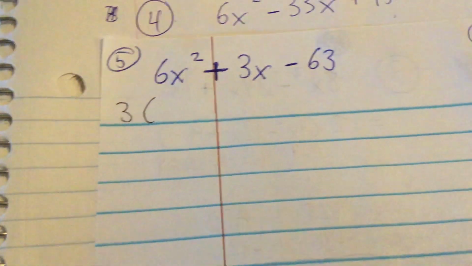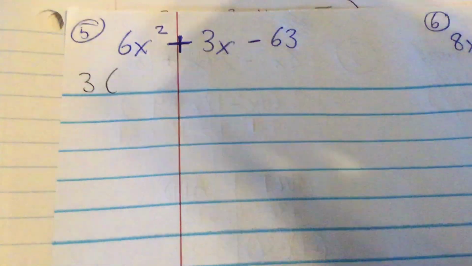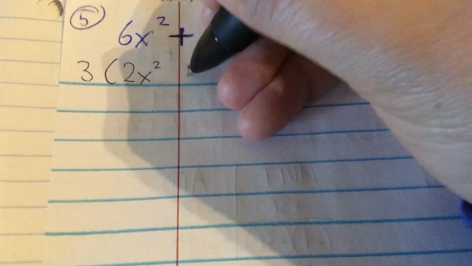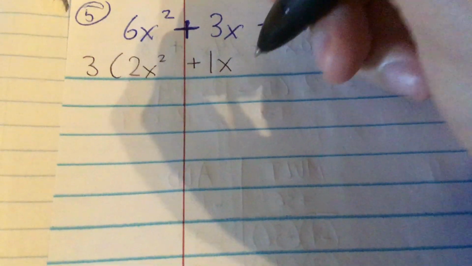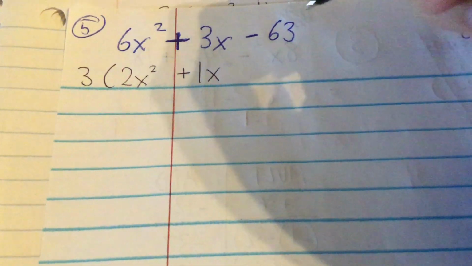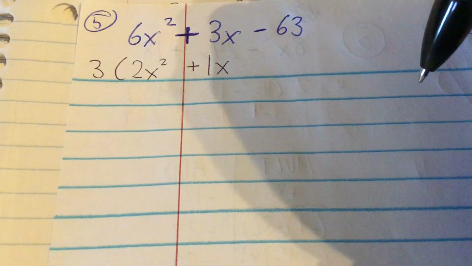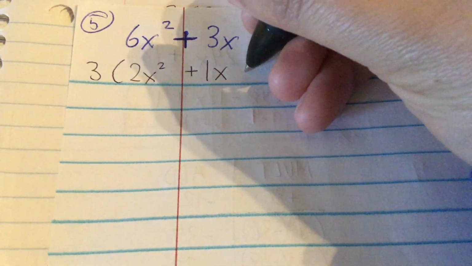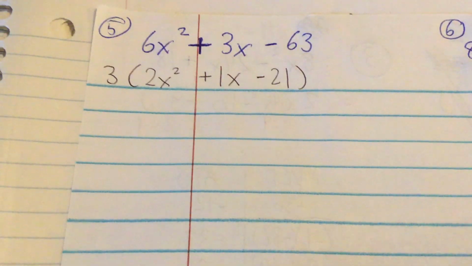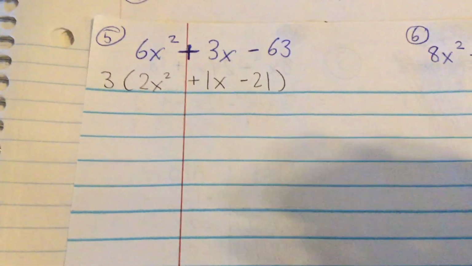3 times what is 6x squared? 3 times 2x squared is 6x squared. 3 times what is positive 3x? You could put positive x. I like to put a 1 because I know I'm going to have to do more work. 3 times what is negative 63? Negative 21.